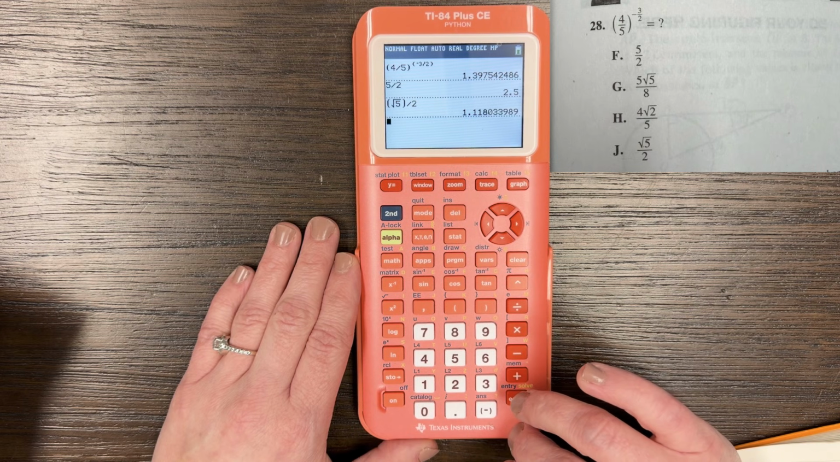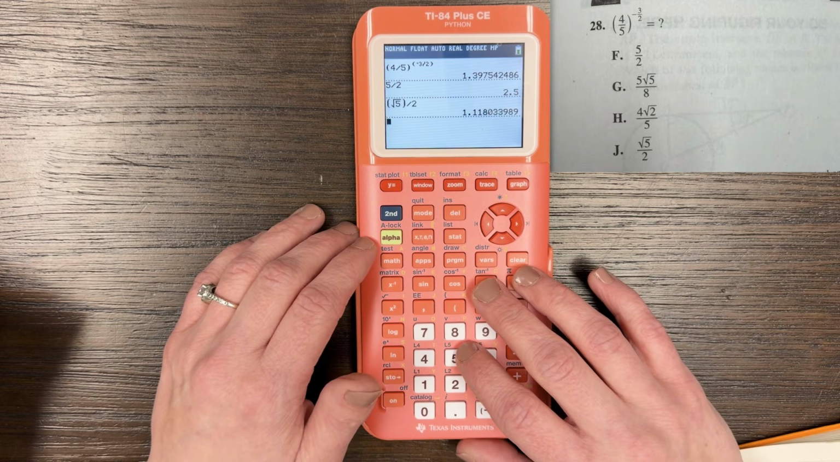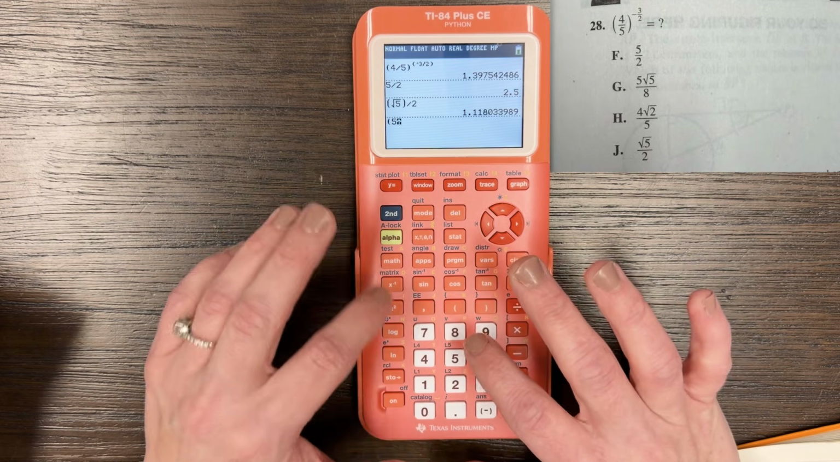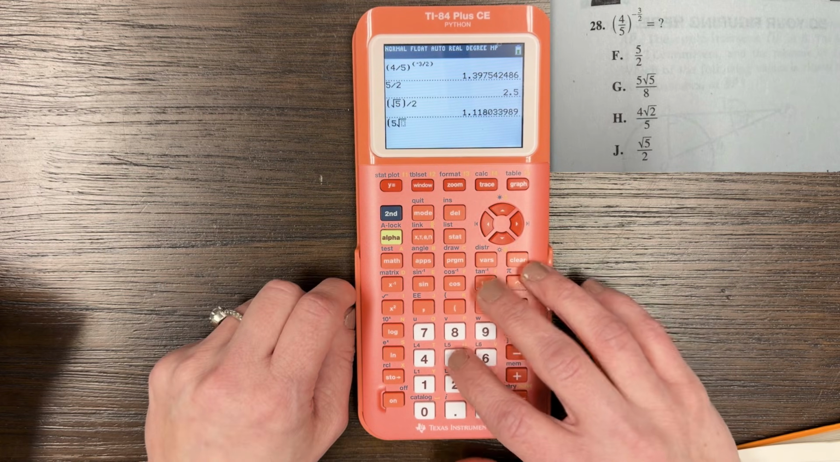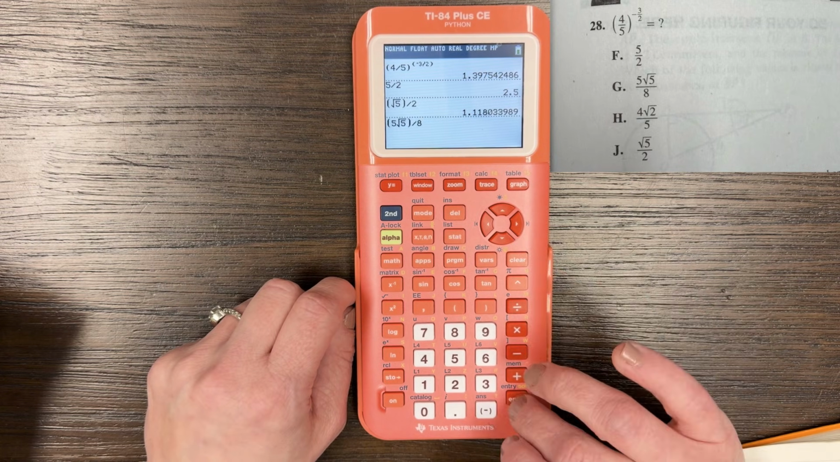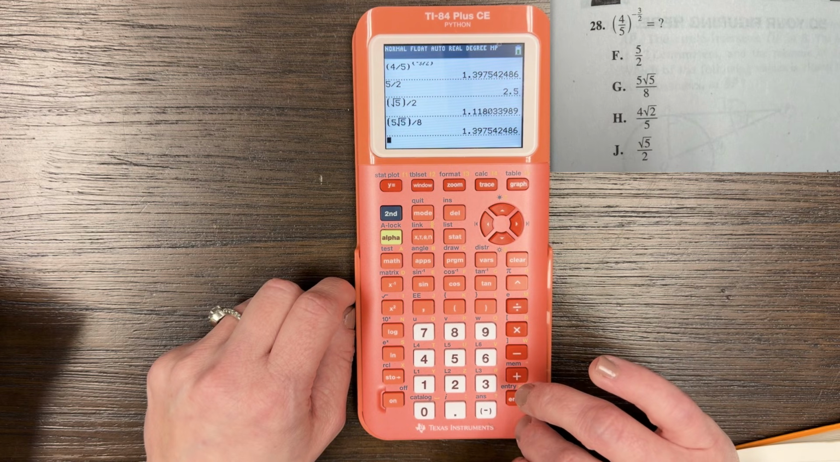So let's go ahead and check G. And this one you can kind of do a couple of different ways, but we can go 5 square root of 5. And then we'll go divided by 8. And that one perfectly matches, so we know the answer is G.